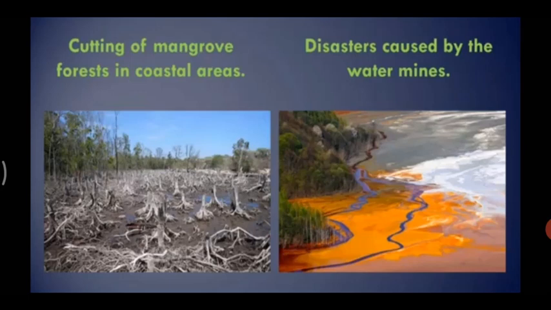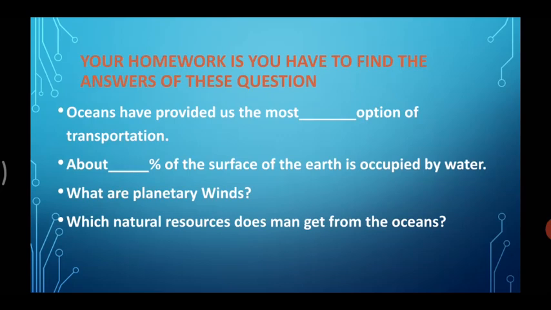Okay, let's move forward. That is your homework. The first question is, oceans are provided as the most dash option of transportation. Next is, about dash percent of the surface of the earth is occupied by water. Next is, what are planetary winds? And the last one is, which natural resources does man get from the ocean?